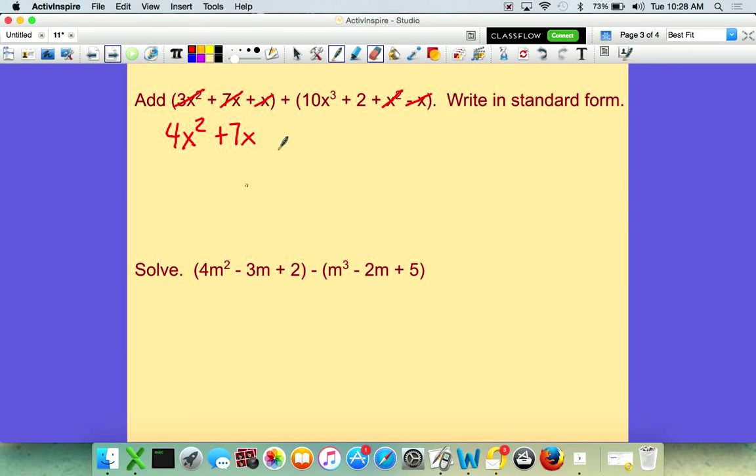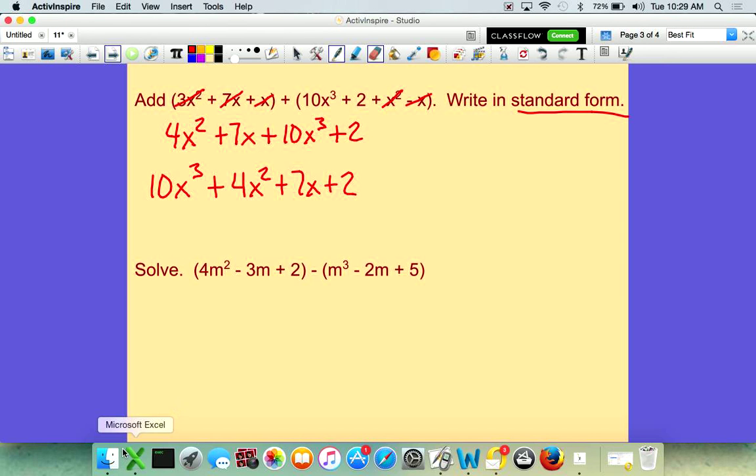I just need to add the rest of them on there. So this would be a plus 10x cubed plus 2. So then what we need to do is write it in standard form. And that just means rearrange it from highest exponent to lowest exponent. So 10x cubed plus 4x squared plus 7x plus 2.